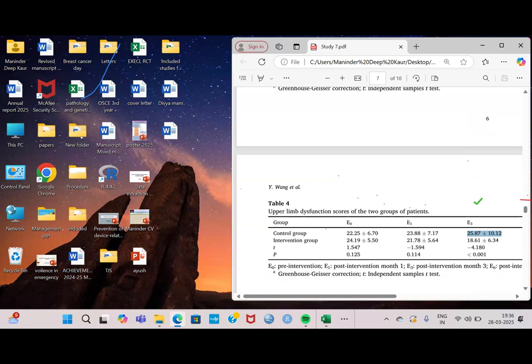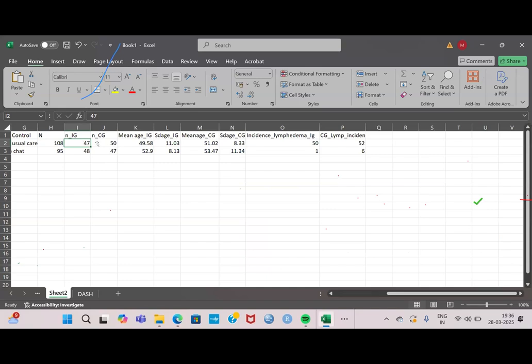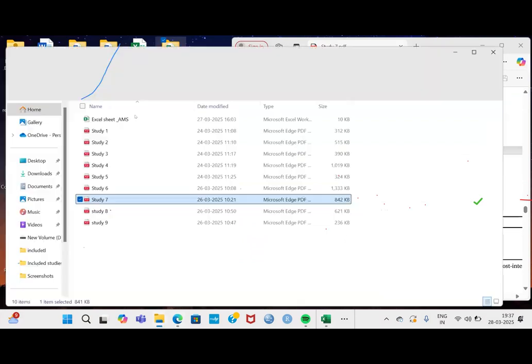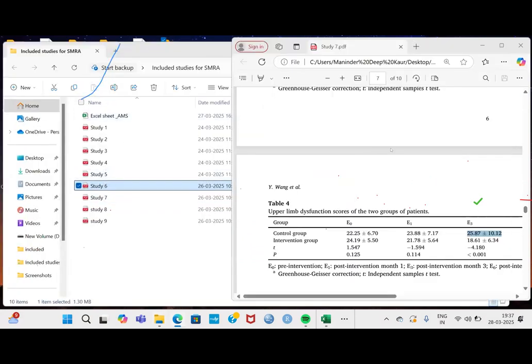I think I have made one mistake here, because the intervention group participants are not 47, this is around 52. And out of 52 participants in the intervention group, 50 participants have lymphedema. So we are taking the numbers only. Please show this study. We will see whether I am wrong. I think this is study number 7.